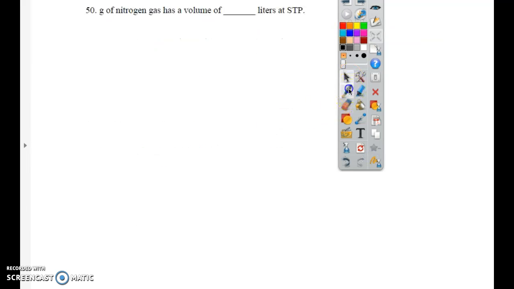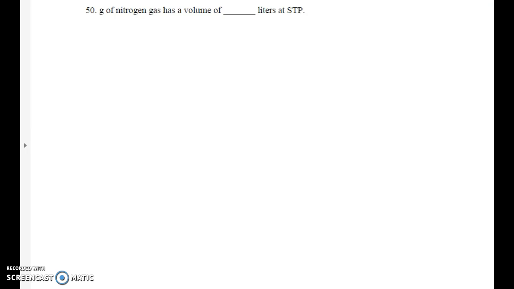All right, this problem goes along with Avogadro's law. There's actually another law that we haven't done yet that this will go with, the ideal gas law, but we could solve this with Avogadro's law. So we have enough information right now. It's saying 50 grams of nitrogen gas has a volume of blank liters at STP. And STP is our key thing here. If it didn't say at STP, you would not be able to use Avogadro's law.